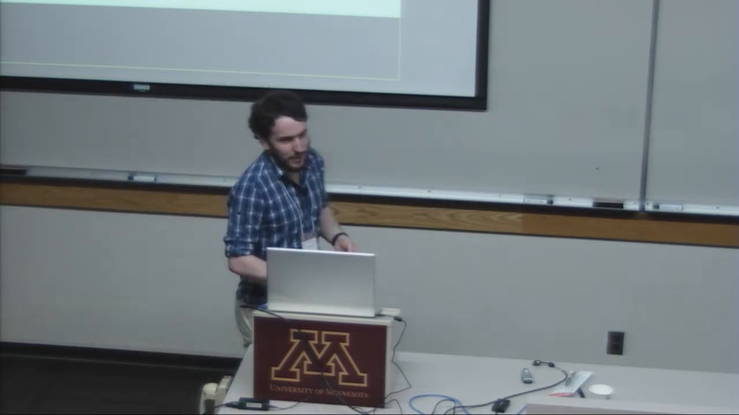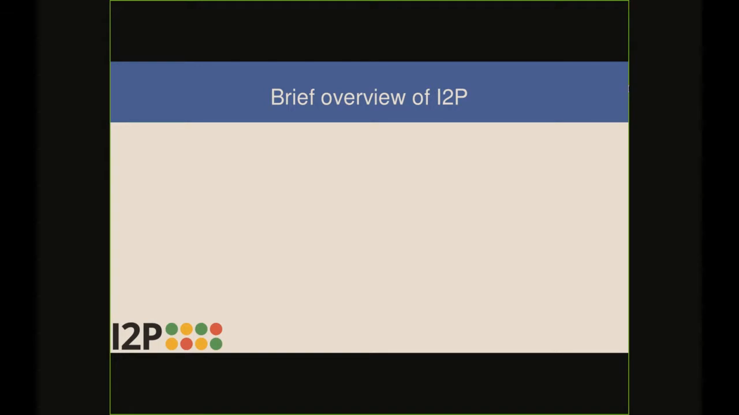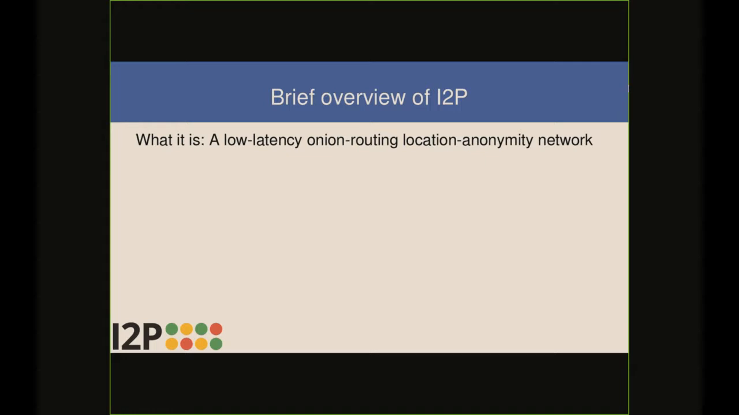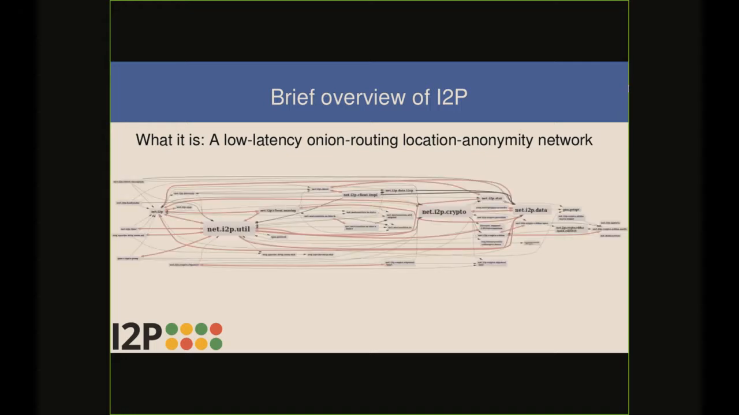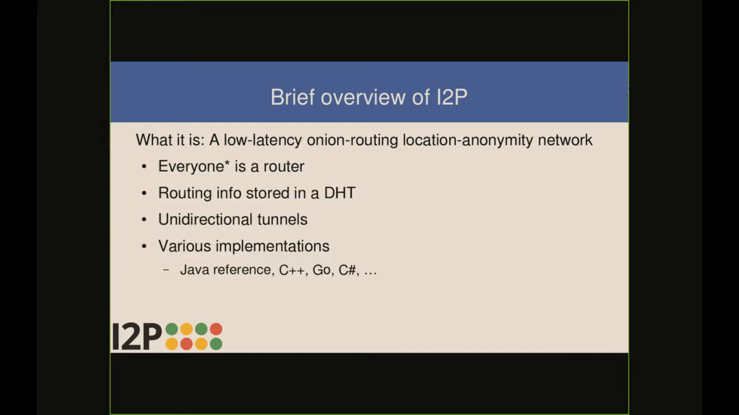I don't think I need to explain what Tor is at this point for context, but I thought I'd give a brief overview for those who aren't aware of what I2P is. If I were going for the single sentence version, it's a low latency onion routing location anonymity network, hence I needed the wide slides. For Nick's benefit, here's a call flow chart, just for the I2P main library binary. There's a bunch of other stuff in there, but basically it's an onion routing network where everyone is a router, depending on NAT access and such.